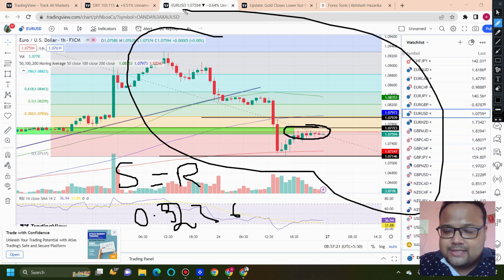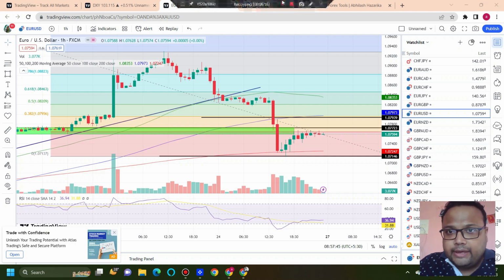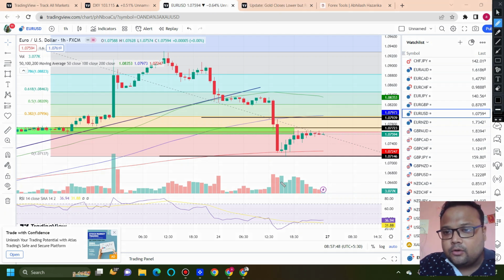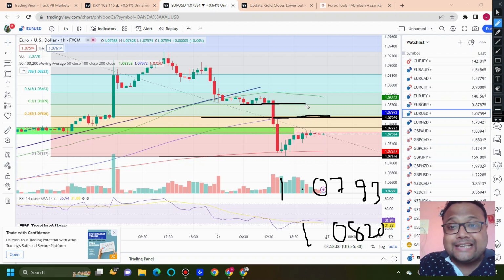So if you already have a sell position, be on the trend, no need to exit from the position right now. And in case after the market opening, Euro USD shows upside, listen to me carefully. After the market opening, if Euro USD shows upside, we have two sell opportunities around 1.0793 and 1.0820. These are the two levels where we have two trading opportunities, meaning sell positions.